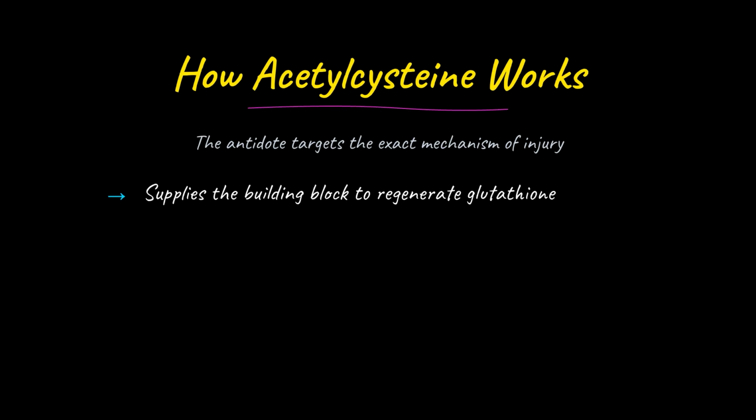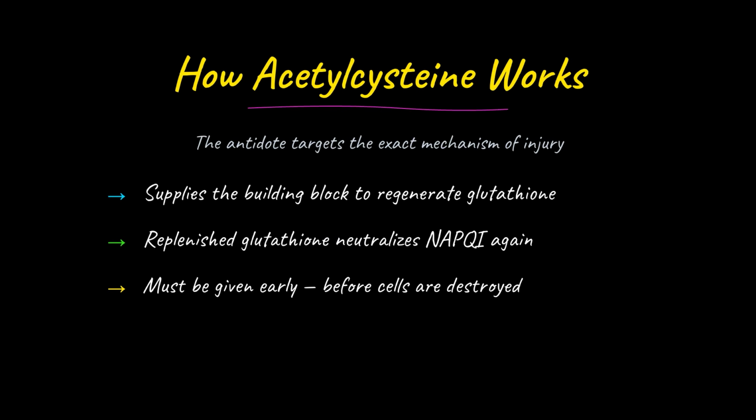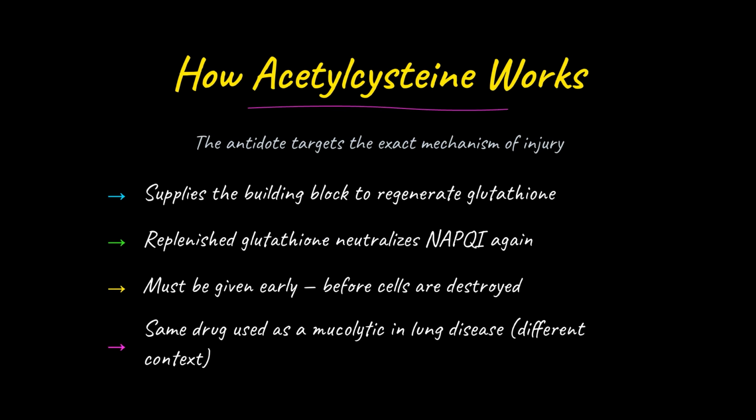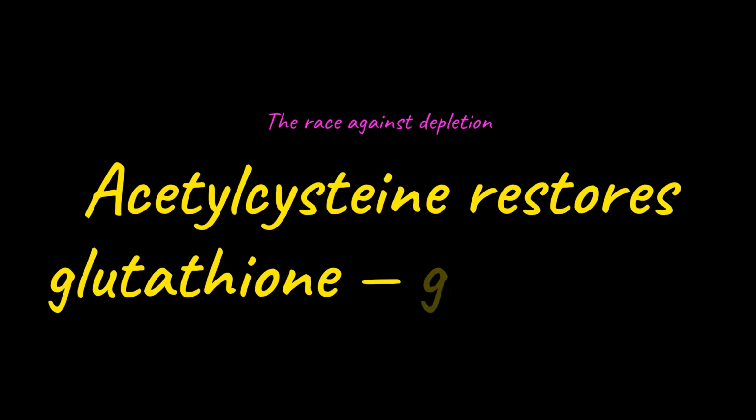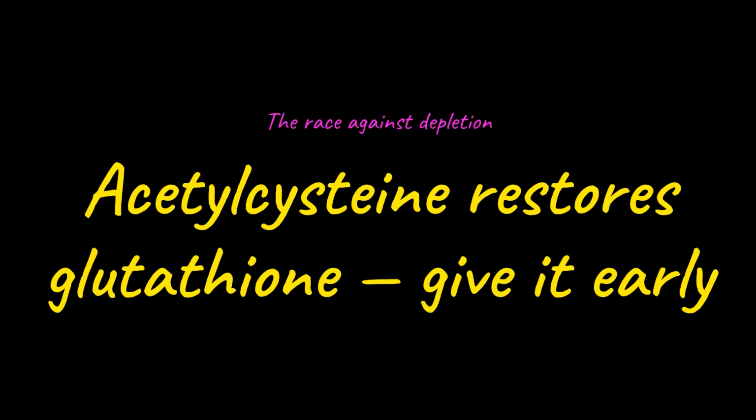It provides the precursor the liver needs to rebuild its defenses, so NAPQI is neutralized before it can destroy cells. Its effectiveness depends entirely on prompt administration, and it is worth noting the same molecule has a separate, unrelated use as a mucolytic to thin mucus in the lungs. The key principle is this: acetaminophen overdose kills the liver by depleting glutathione and letting NAPQI run free. Acetylcysteine wins the race by restocking that defense. The sooner it is started, the greater the chance of preventing liver damage entirely.